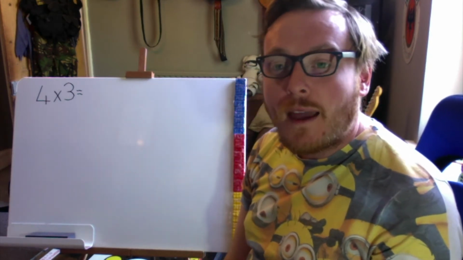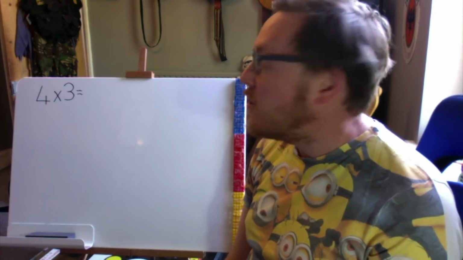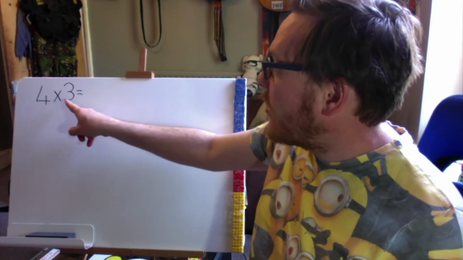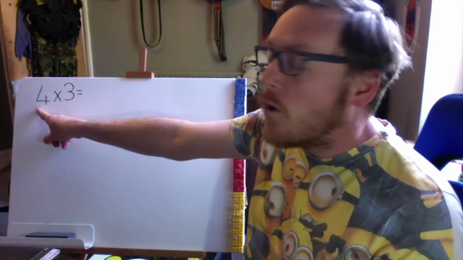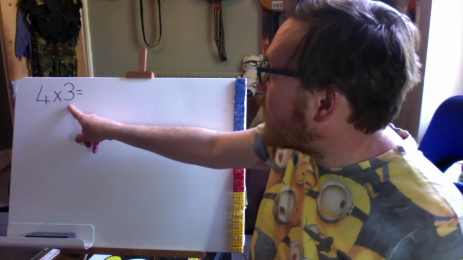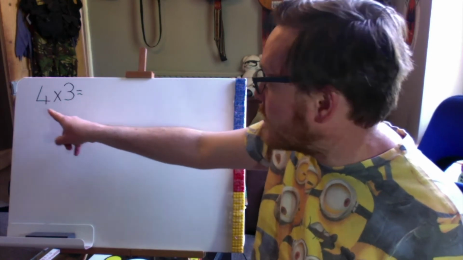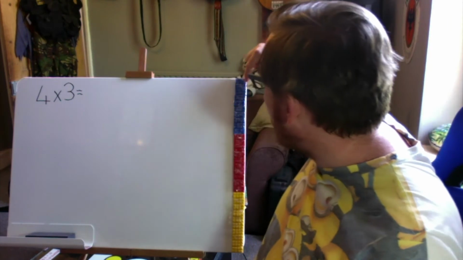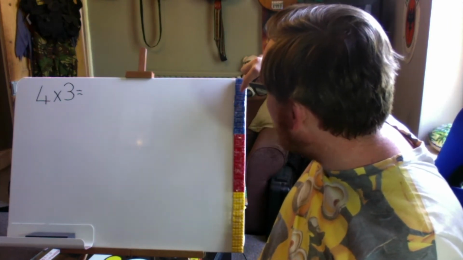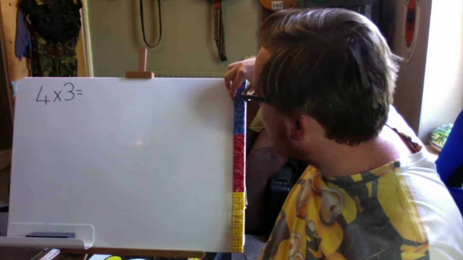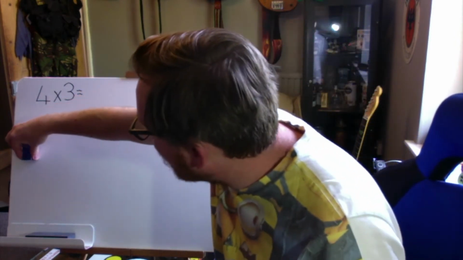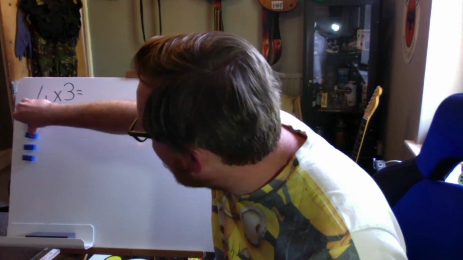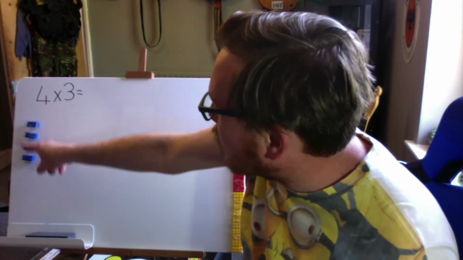Okay, I'm going to show you how to make an array. I've got another times number sentence now. I've got 4 times 3. So I'm going to make 4 and I'm going to do it 3 times. Let's get my first 4. 1, 2, 3, 4. 1, oh dear, 2, 3, 4. That is my first 4.